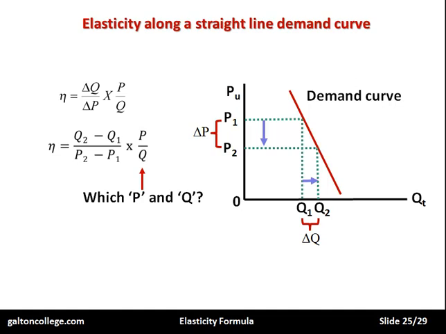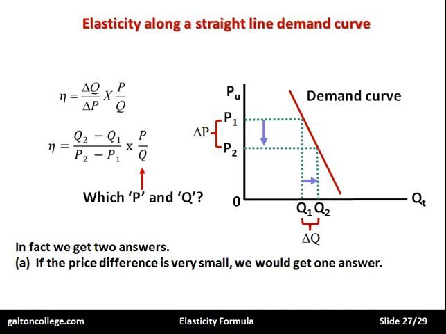It's a difficult one to deal with. In fact, we get two answers. We should calculate two answers. So when we calculate elasticity of demand, we should really calculate two answers, one for each. If the price difference is very small, if delta P was very small, then really the two answers would be very similar. You could just calculate one of them and pick one of the answers. So ideally, delta P, and hence delta Q, should be very small.